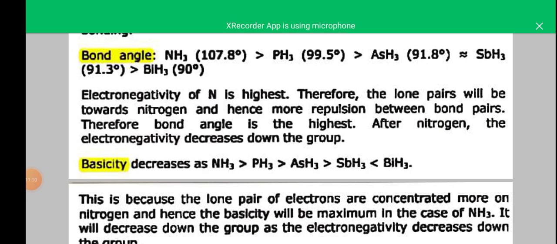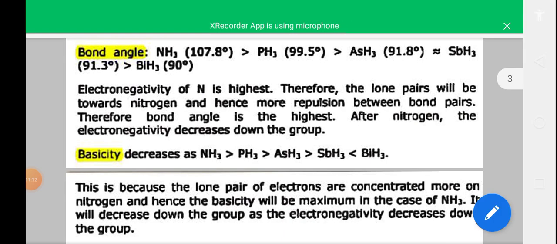After nitrogen, the electronegativity of the element decreases down the group, and therefore repulsion decreases, and the bond angle also decreases.